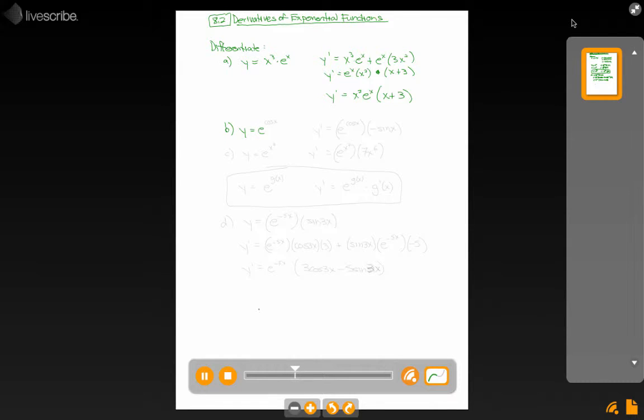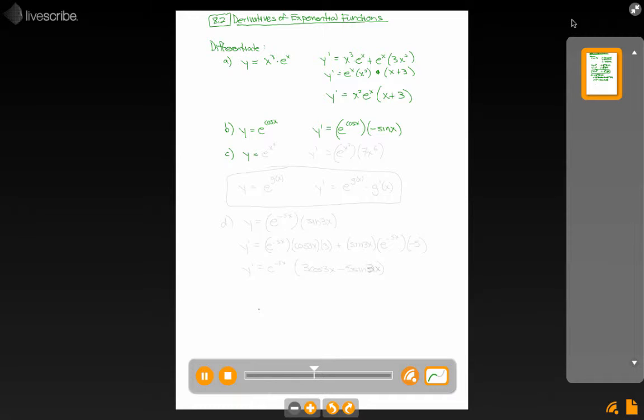y equals e to the cosine x. So we're still in the situation where we have the variable up in the exponent, so we still think of it the same way, where the first part of this derivative is just e to the cosine x, but then I have to say times the derivative of cosine x, which is negative sine x. And so basically what we have here is a chain rule.